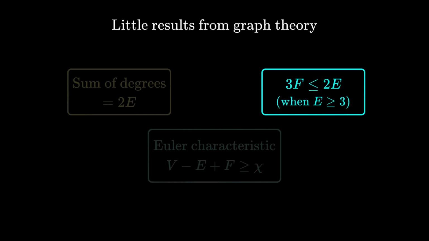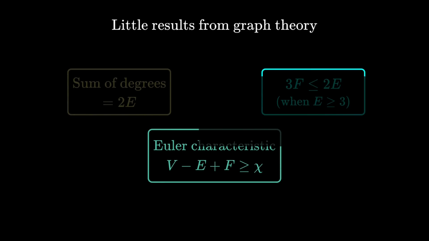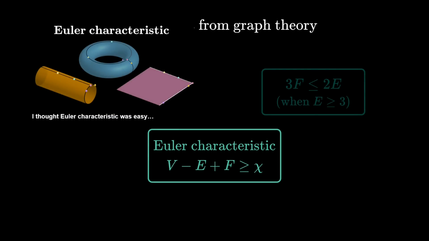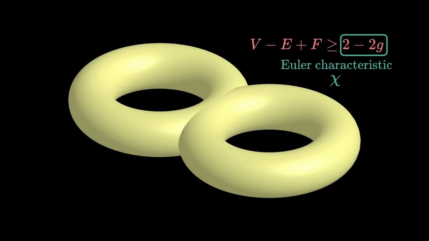Proving the third result is actually more difficult than I originally thought, and I even dedicated an entire video to this. If you haven't watched the previous video, take this inequality on faith and come back to it later. This chi on the right is the Euler characteristic and is typically equal to 2 minus 2g, where g is the genus, roughly the number of holes. For this double torus, there are 2 holes and g equals 2.